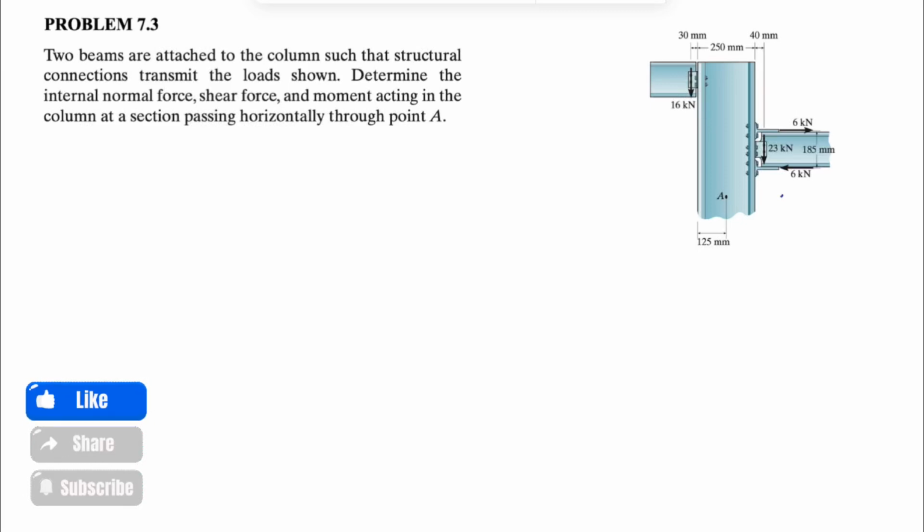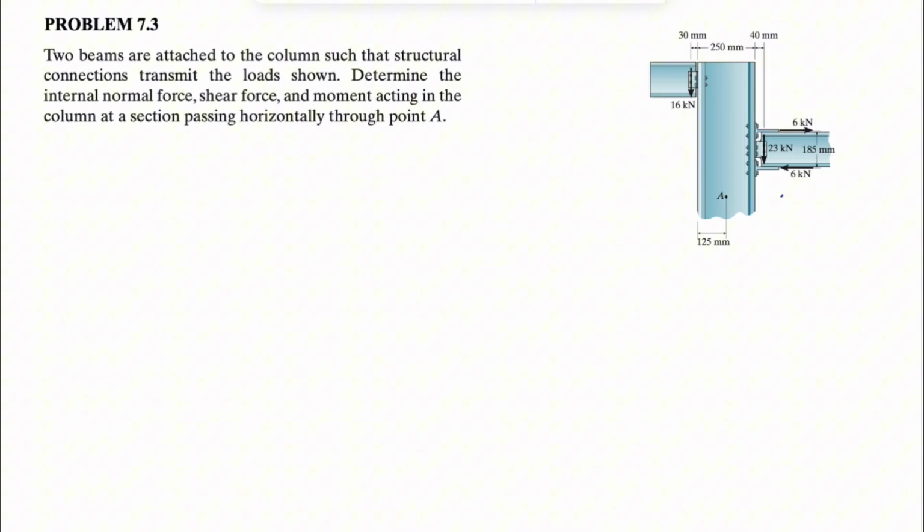Hey guys, let's see how we can solve the third question from chapter 7 of the Hibbeler textbook in mechanics. In this one, we have two beams that are attached to the column, and the structure connections transmit the loads. We need to determine the internal normal force, shearing force, and the bending moment acting in the column at a section passing horizontally through point A.